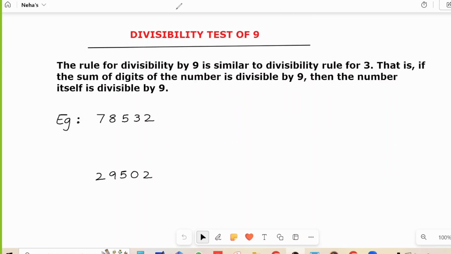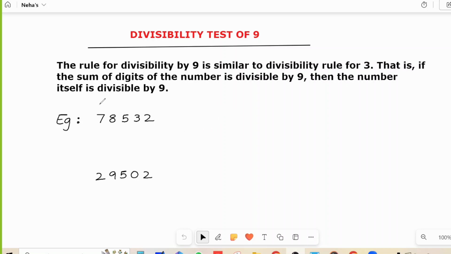Let us now begin with the divisibility test of number 9. The rule of divisibility test by 9 is very similar to the divisibility rule of number 3. That is, if the sum of digits of the number is divisible by 9, then the number itself is divisible by 9. Let us understand this with the help of few examples again.